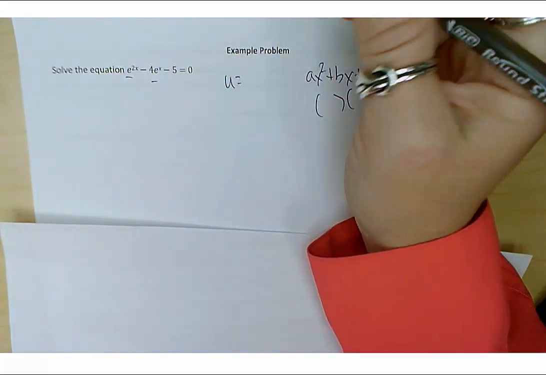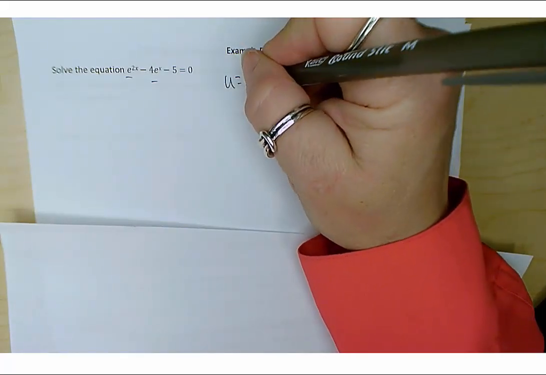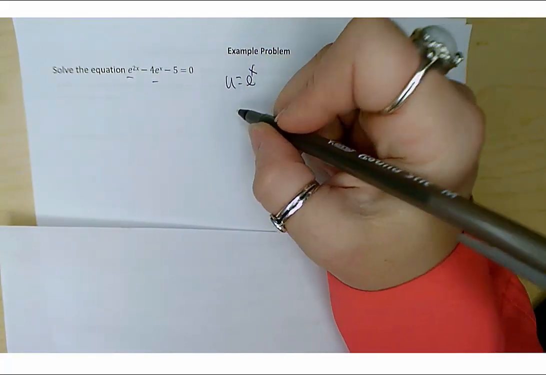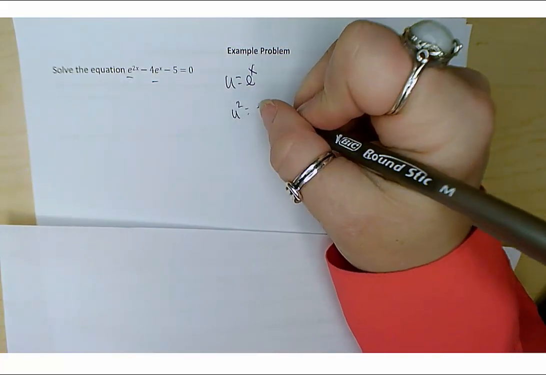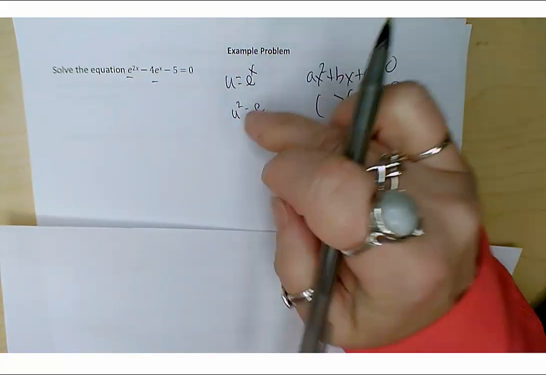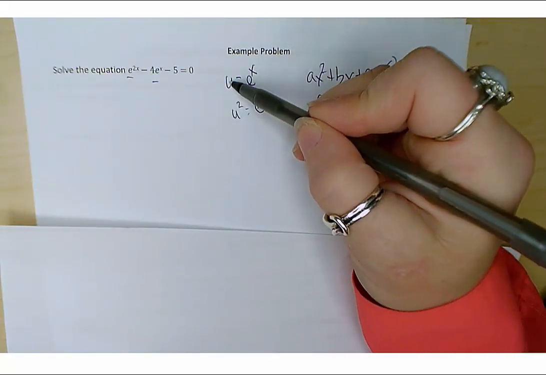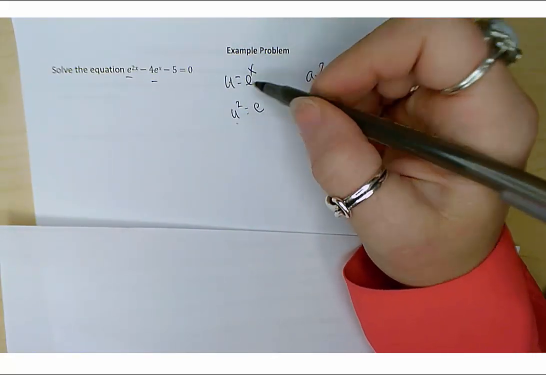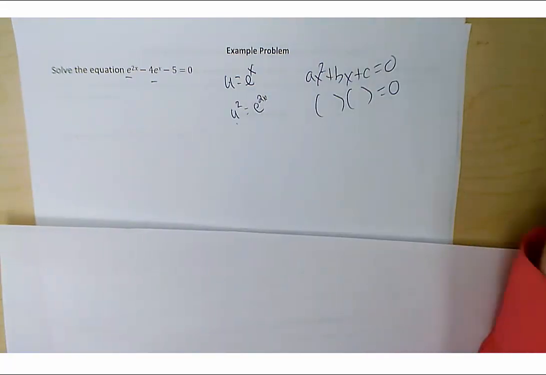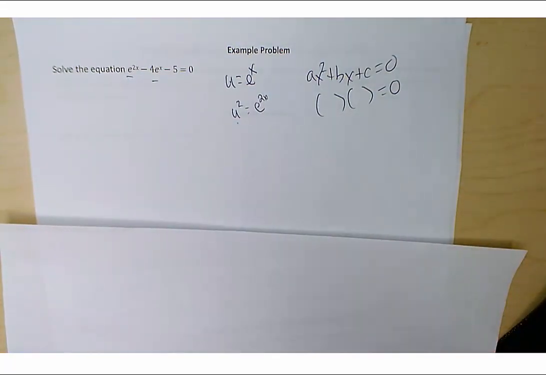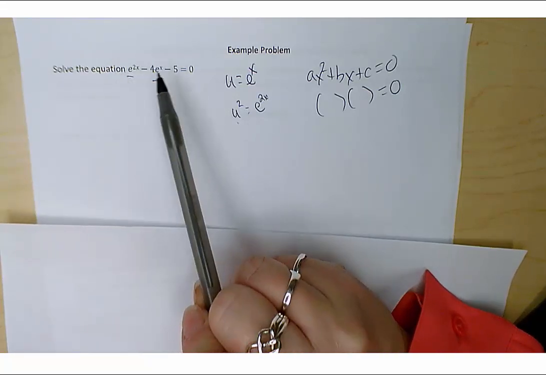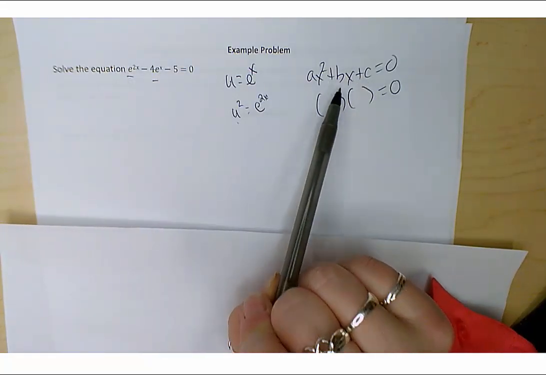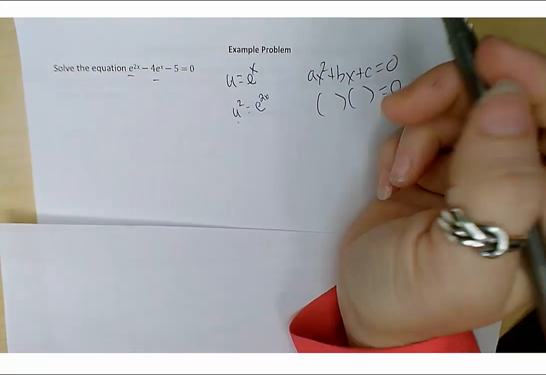The substitution that's going to allow me to do that is to say that u is equal to e to the x. That means u squared, if I square each side of this, is e to the 2x, which works out perfectly for me because this is going to be my squared term. This is going to be my u to the first term to perfectly line up with a quadratic equation.